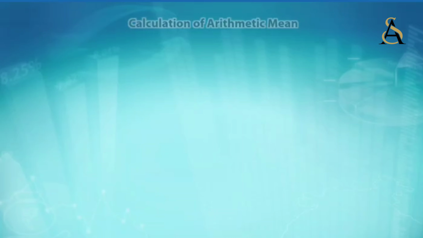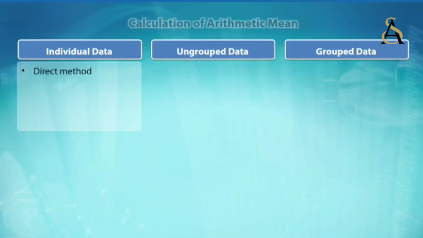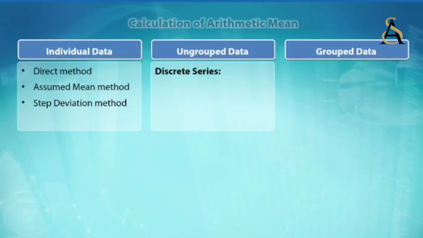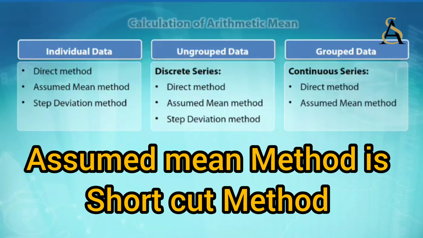Next is the calculation of arithmetic mean. We have three types of data: individual data, ungrouped data and grouped data. Individual data can be measured with three methods: direct, assumed mean and step deviation method. Ungrouped data is a discrete series, with direct method, assumed mean method also called shortcut method, and step deviation method. Last is grouped data, which we call continuous series. Here also we have three methods: direct method, assumed mean method and step deviation method.